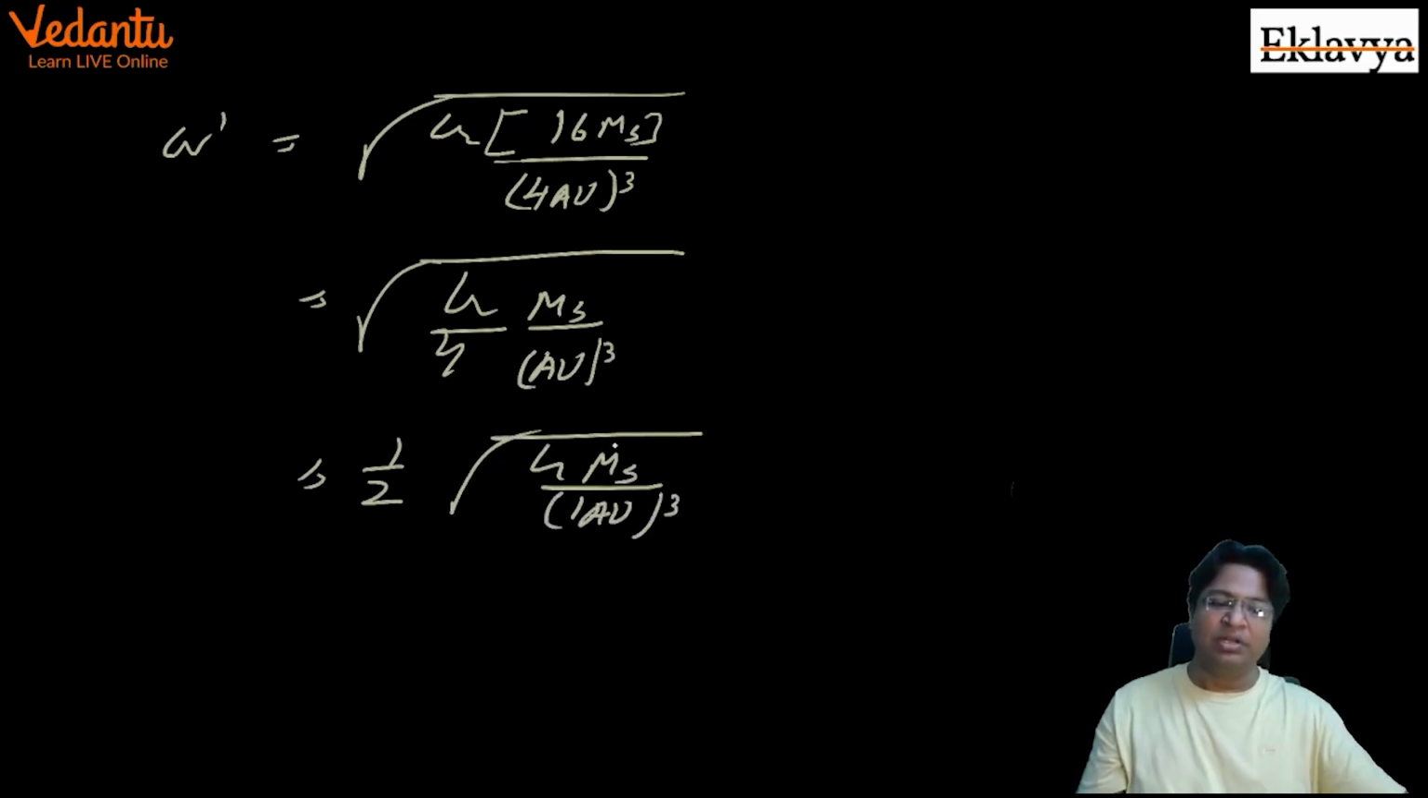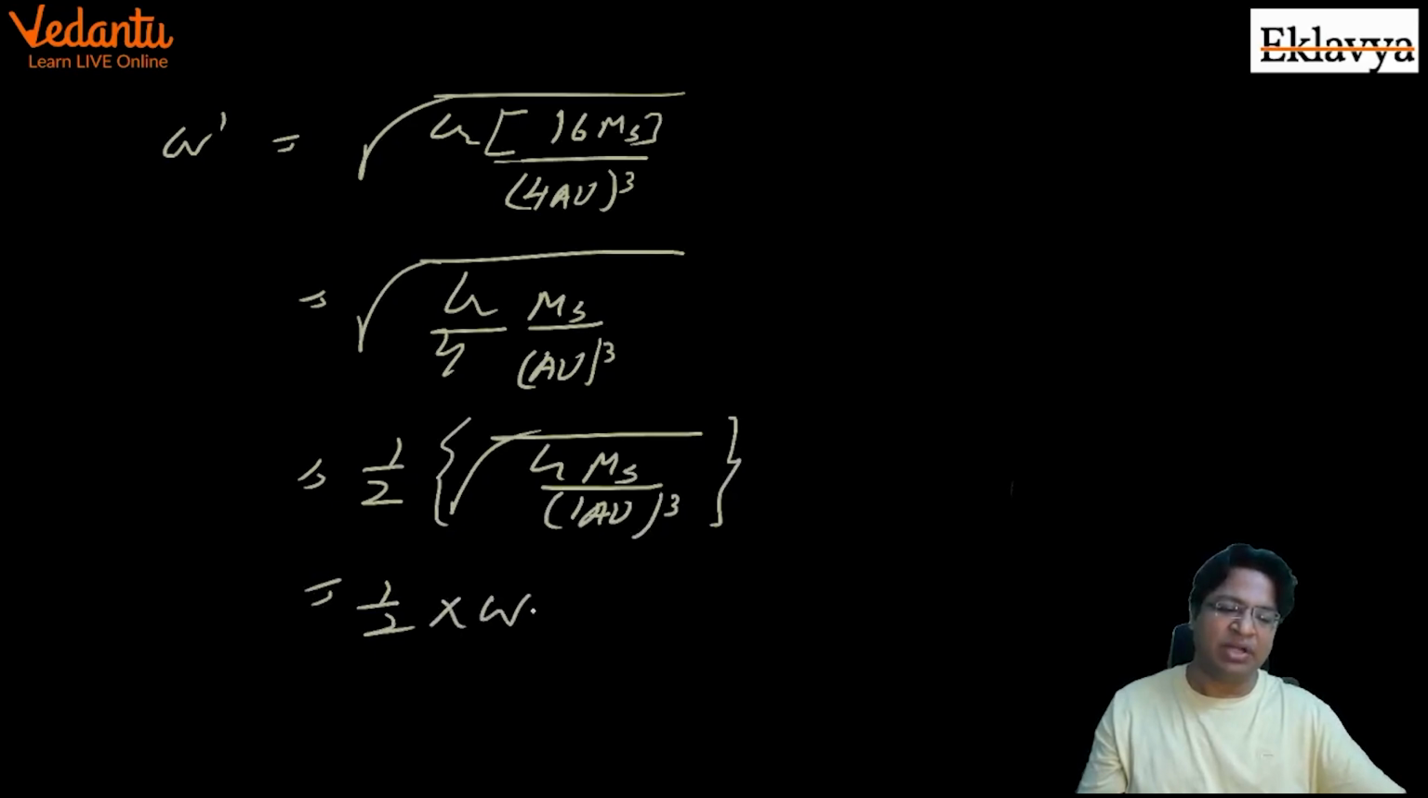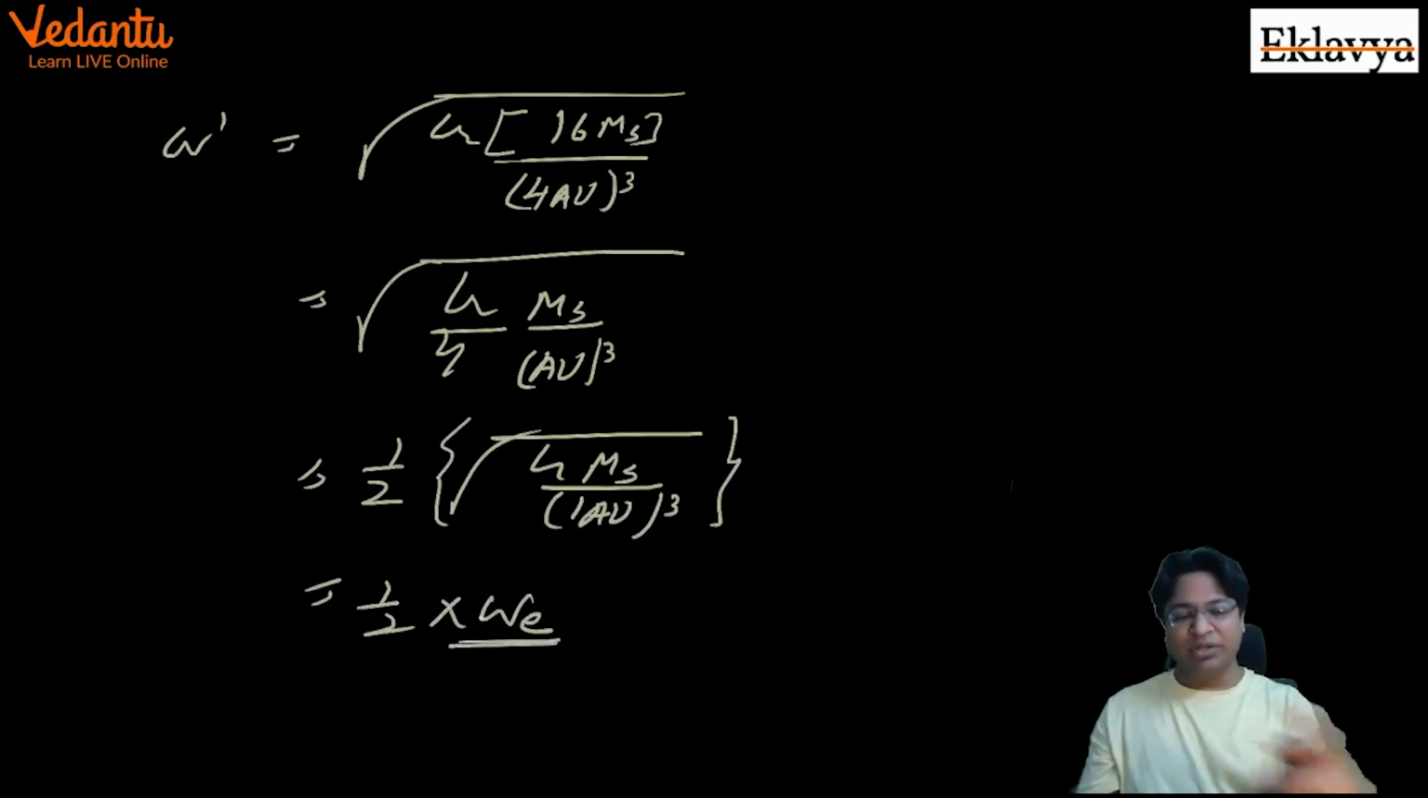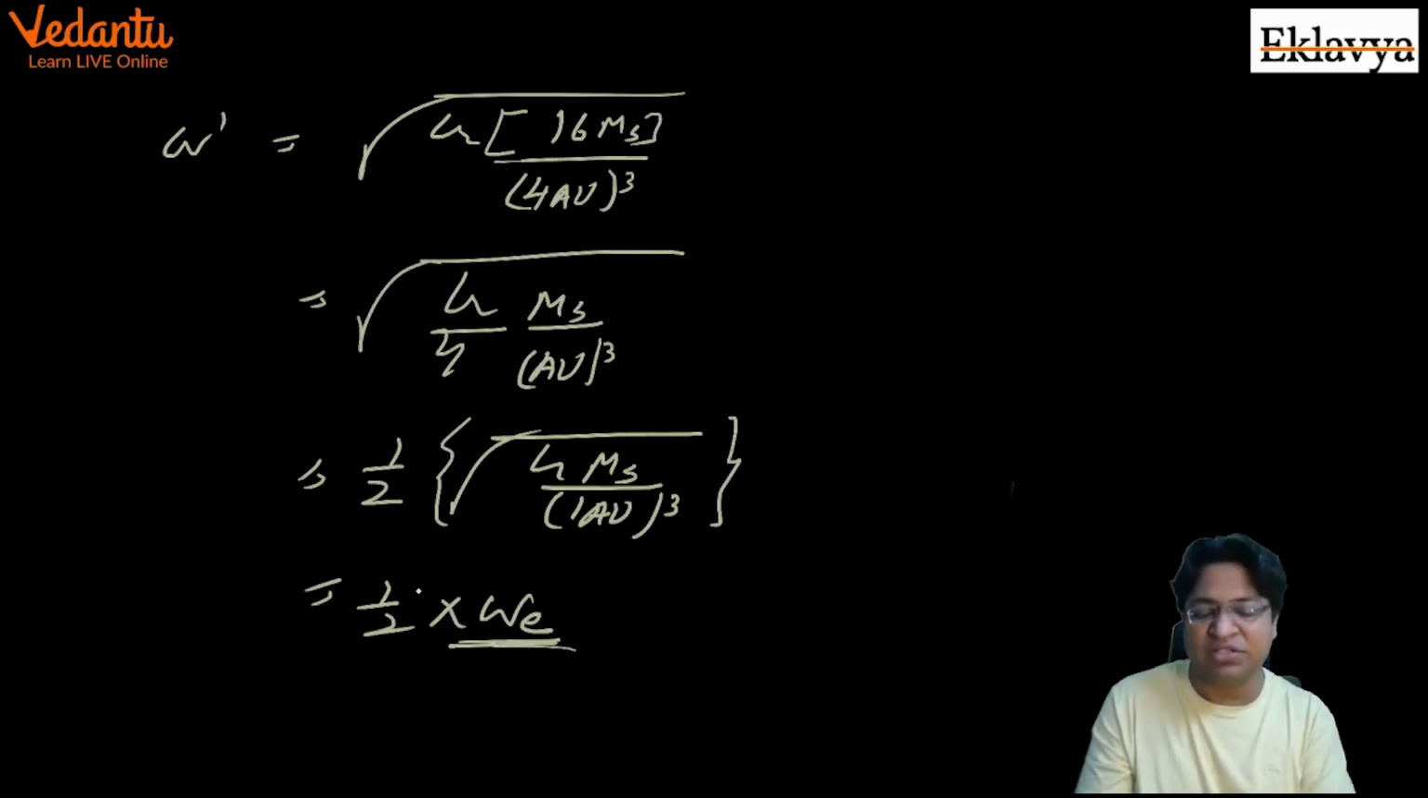This is actually omega of earth. So this is half into omega earth. So earth is going around the sun with an angular velocity of omega earth. This binary star system is moving with an angular velocity which is half the angular velocity of the earth. So if the angular velocity is half, then the time period would be double.